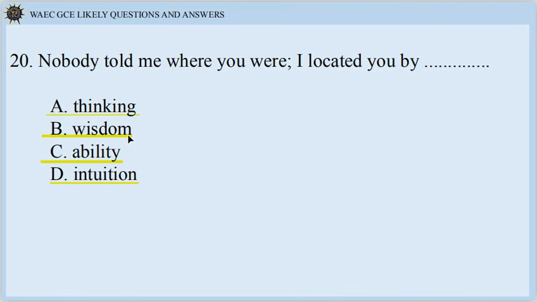Wisdom, option B, means good judgment from experience, from knowledge. Option C, ability, is a skill or a form of competence. Intuition in option D refers to knowing something without conscious reasoning or without being told. Since he found the person without being told, then intuition in option D is the correct option. Nobody told me where you were. I located you by intuition.